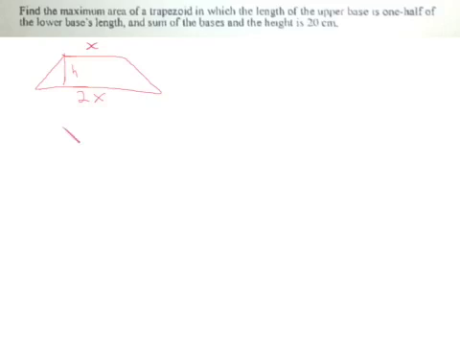So if I take x plus 2x and divide by 2, or multiply by 1/2, and then multiply it by the height, that's going to give me the area of the trapezoid. We do not know what the height or x is, so we need to somehow use the information given to figure out what those are so that we can figure out the area of the trapezoid.